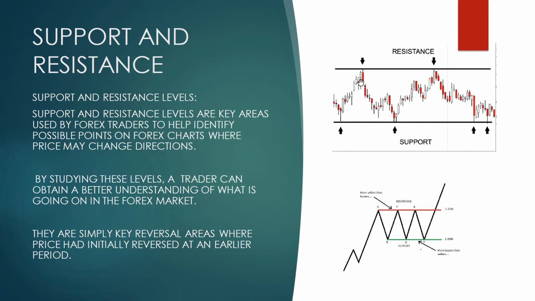As you can see in this picture, this top here is known as the resistance. Do you notice that when the market came to this point, it went down? When the market came back to that point again, what happened to it? It went up. When the market came up to this resistance point, what happened? It went down.